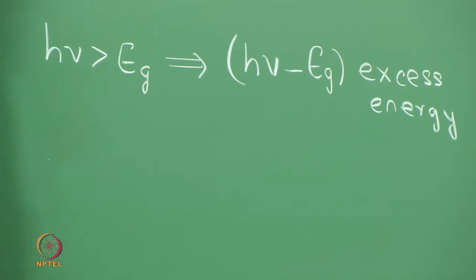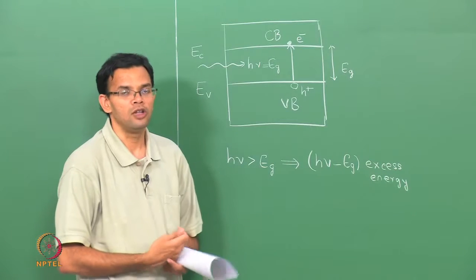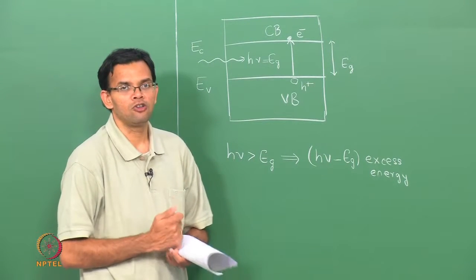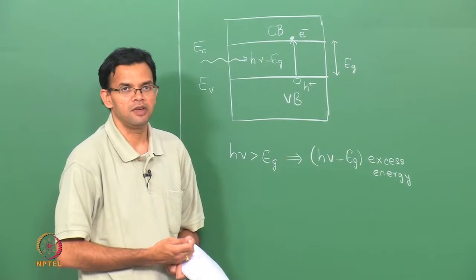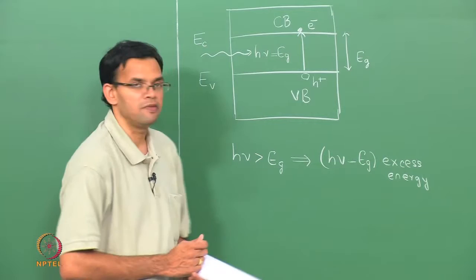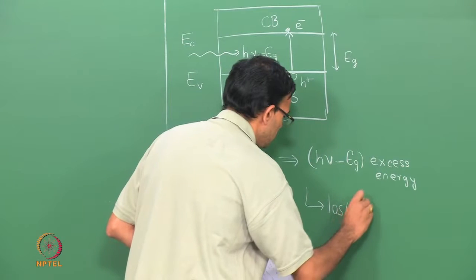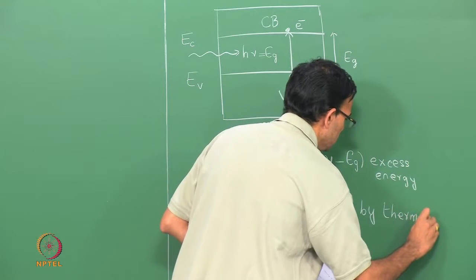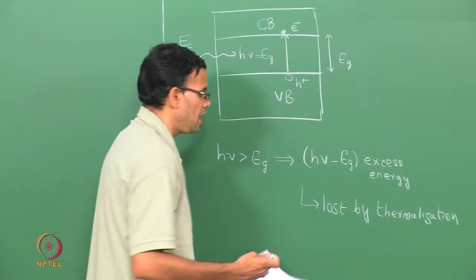This excess energy can either be manifest in the electron in the conduction band or the hole in the valence band or both. But in this case, the electron or the hole loses this excess energy by a process called thermalization, where the energy is lost to the lattice and then it goes to the edge of the valence and the conduction band. So, this excess energy is lost by thermalization, that is, it is just transferred to the lattice.